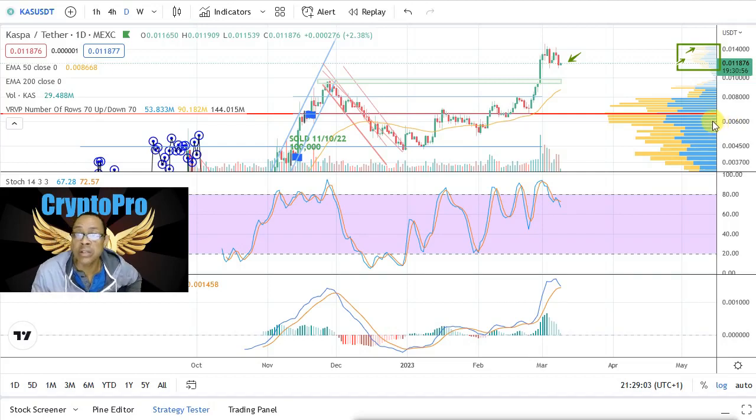So what do we see downstairs? We see the 50 EMA crawling up right there. And it's probably going to try to catch up with this box, just like the 200 was climbing up to catch the box on the 4-hour chart.